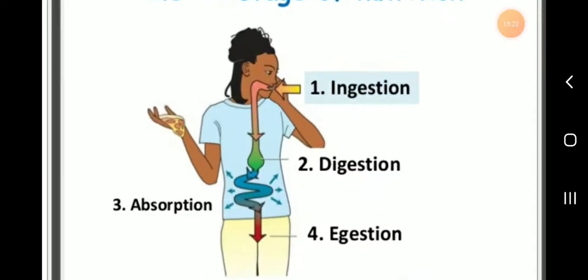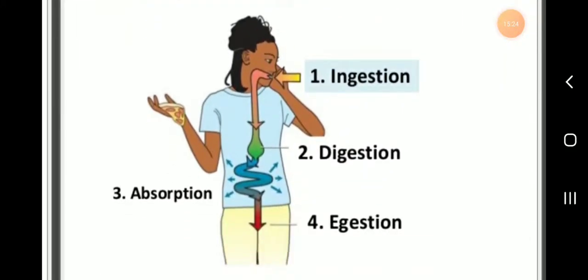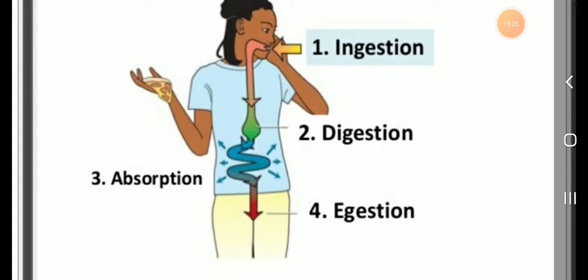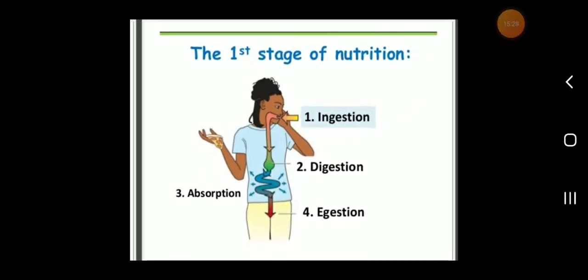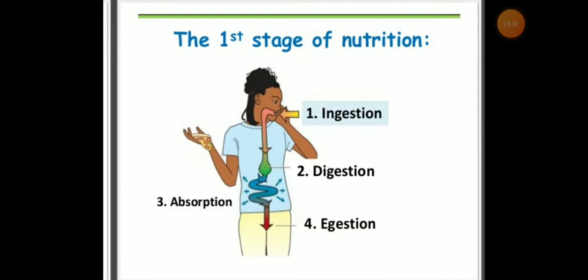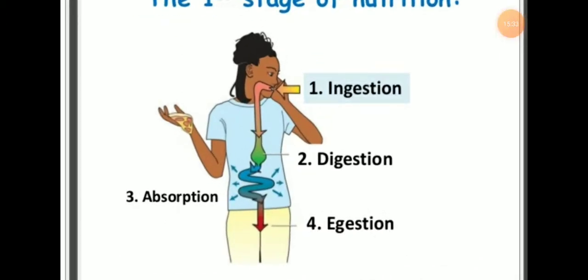Then nutrition, the first stage: ingestion, digestion, absorption, and egestion. Nutrition mainly has four steps: ingestion, digestion, absorption, then egestion.